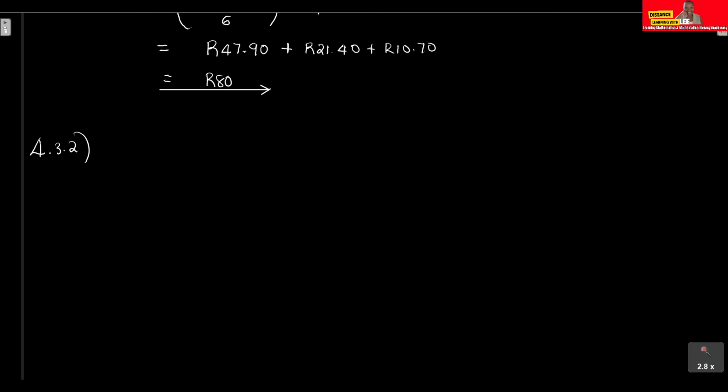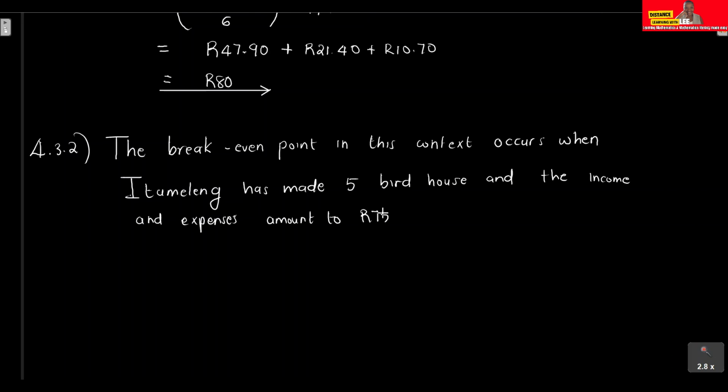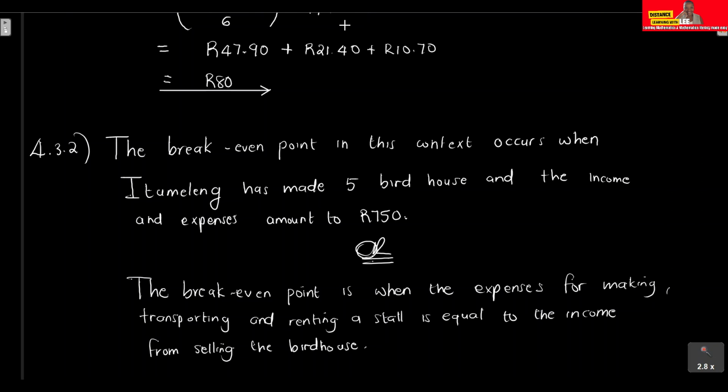So the break even point in this context occurs when Itumeleng has made 5 bird houses, and the income and expenses amount to 750. And I showed you how I obtained that. Or you can even say the break even point is when the expenses for making, transporting the birdhouse and renting the stall are equal to the income from selling the birdhouse. So you can either state it like that, or you can even just say that, and it will be correct.